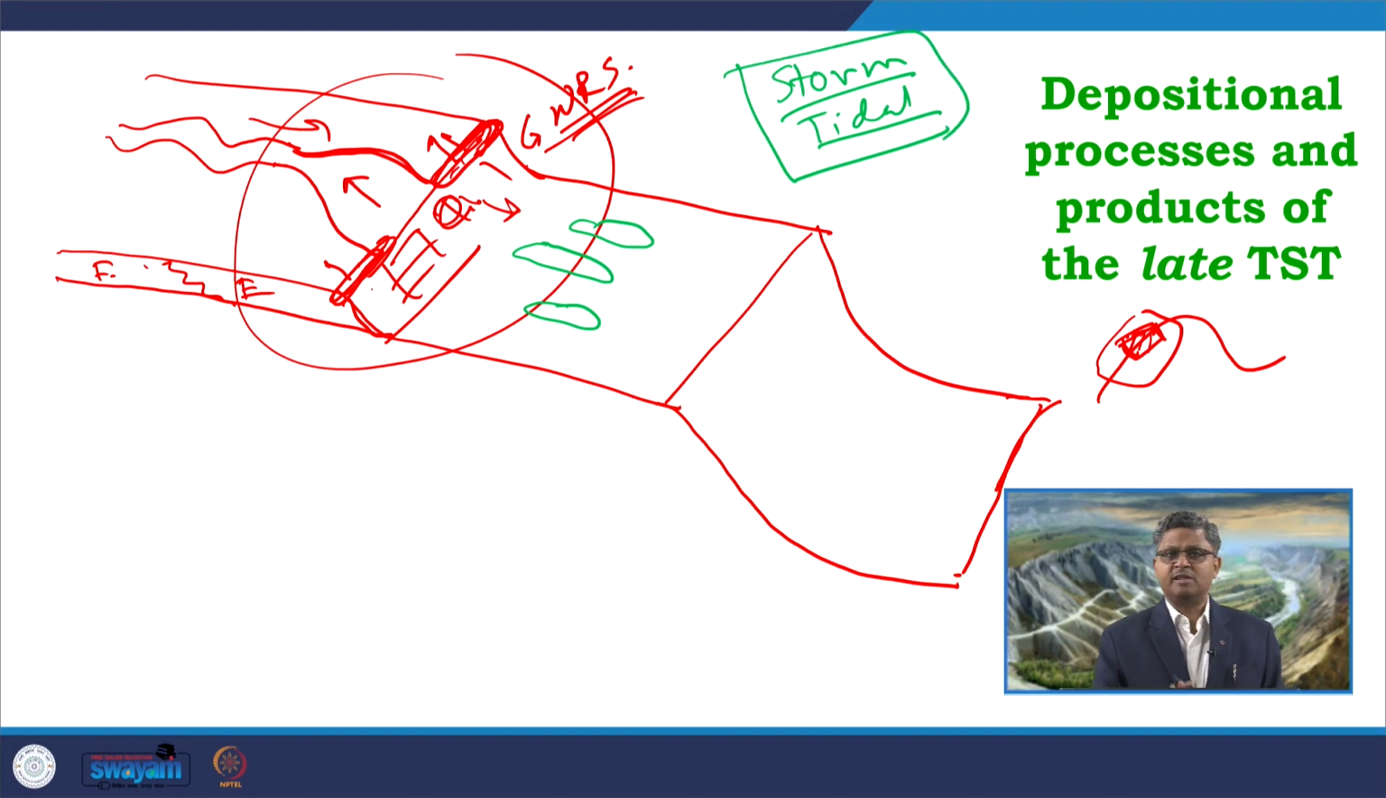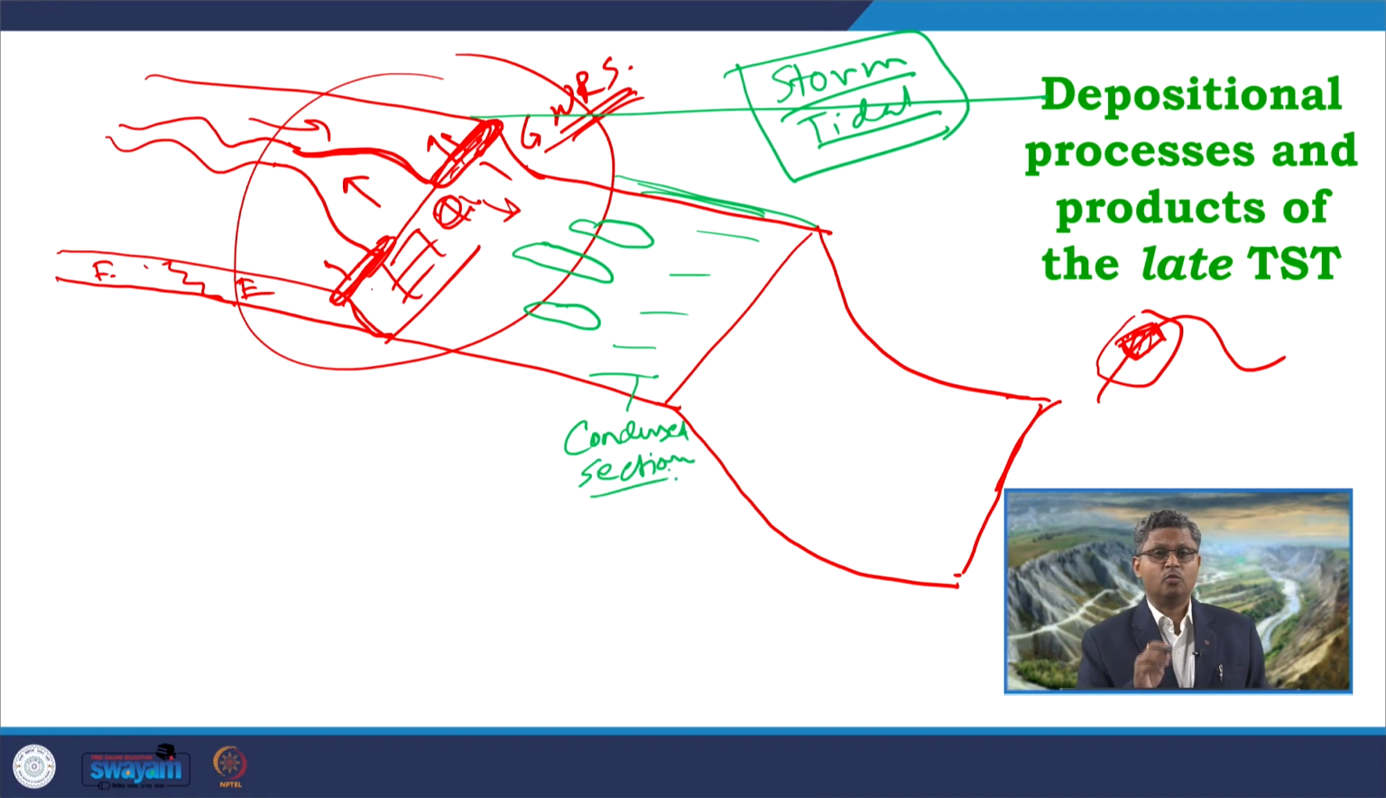In the rest part of the self, it is a very low energy condition, an abundant condition. However, the water level is significantly high, water level is going on at this level. So, this entire area gets very fine grained deposits forming a condensed section. So, in the rest of the part of the self, we expect formation of a condensed section.